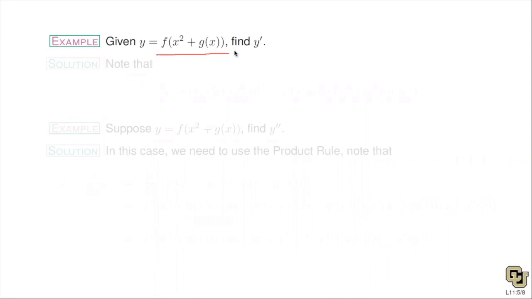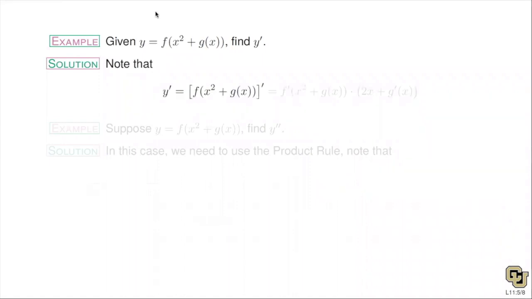The function on the inside is this x squared plus g of x. The function on the outside is this function f. Note that we don't know what f is, and we don't know what g is, and it doesn't matter. We're still going to find the derivative. We're not going to let that stop us, okay? But the most important thing is you notice the derivative problem and that we have a composition of functions.